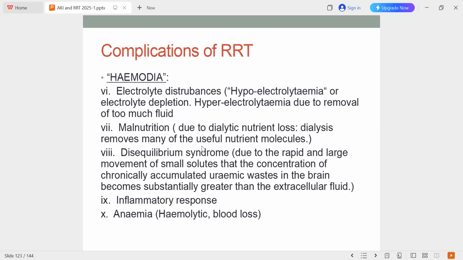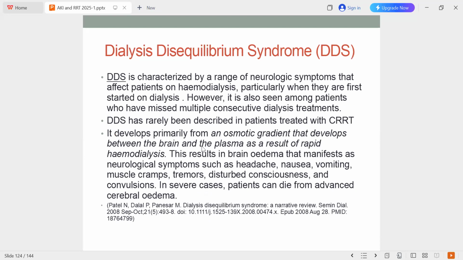We have disequilibrium syndrome, which is very common, especially for first-time patients undergoing dialysis, usually due to rapid and large movement of small solutes, such that the concentration of the chronically accumulated uremic waste in the brain becomes substantially greater, leading to CNS symptoms. We can have inflammatory response and anemia, due to hemolytic causes or due to blood loss during the vascular access maneuvering.